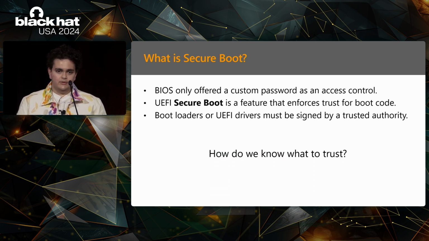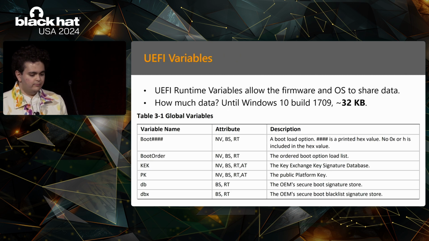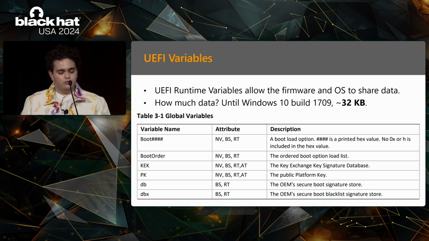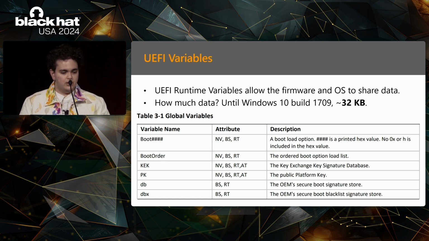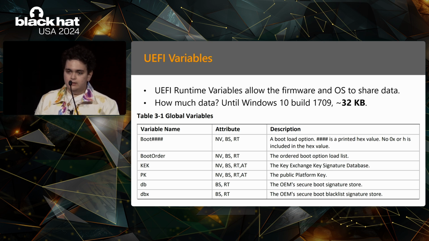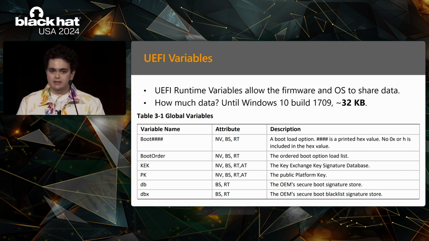The challenge with UEFI Secure Boot is, how do we know what to trust? How do we know what code is allowed to load in the first place? UEFI runtime variables are how the OS and firmware can interact with each other, including your OS boot environment. The UEFI runtime variables include your boot order, what is going to load first on your system. But it also includes the signature list variables, including the key exchange key, platform key, the allowed signatures list, and the denied signatures list.